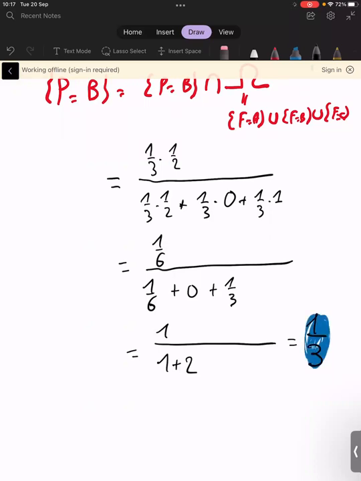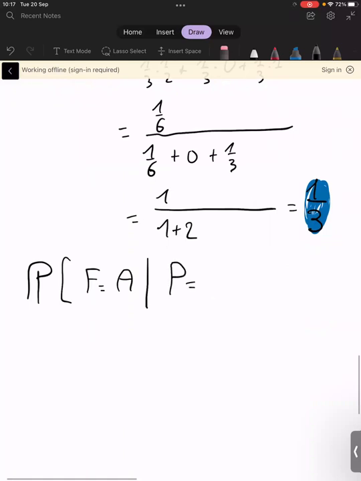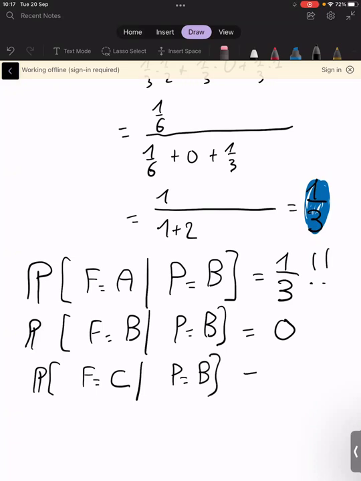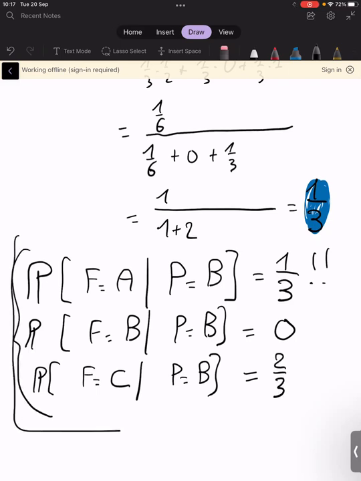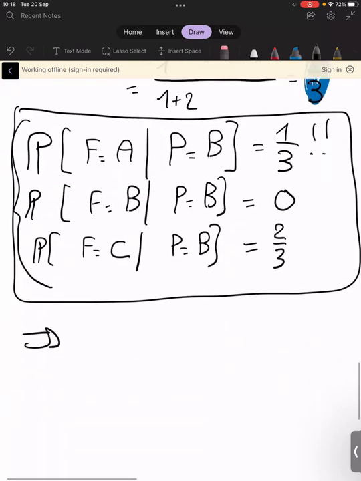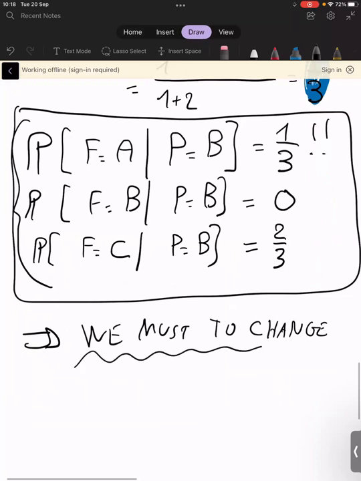Because now what we find is the probability that the Ferrari is in A if the presentator Montiel opens B. This is 1/3. And the probability that the Ferrari is in B if the presentator opens B is 0. And the last, the probability that the Ferrari is in C if the presentator opens B, must be 2/3. So the conclusion is clear from a mathematical point of view: we must change. Are there any questions?